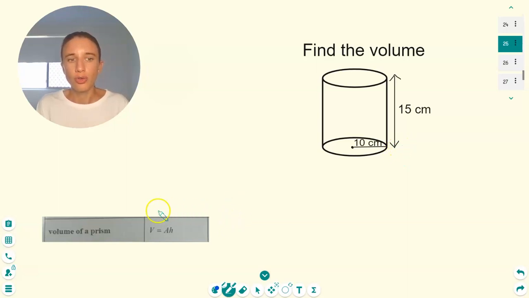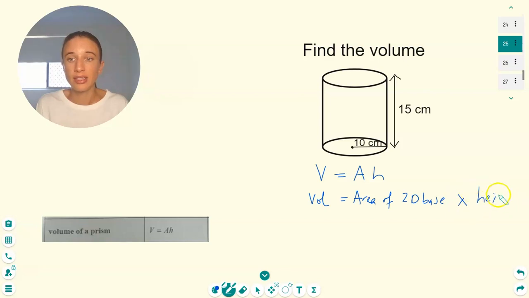Now, you'll look on your formula sheet and you will see this formula, and you just need to know how to use it. V equals AH. Volume is the area of the 2D base shape times the height of the prism. That's what you need to know.